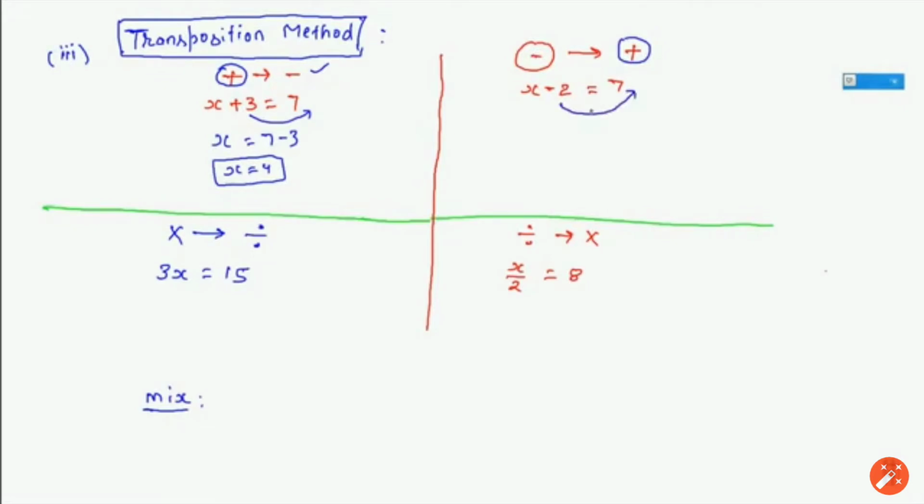Now come to the next example. If x minus 2 is equal to 7, so x is equal to 7; minus 2 will go to the right side, it will be plus 2. So x is equal to 7 plus 2, 9.